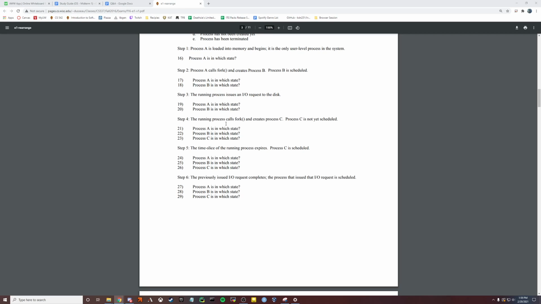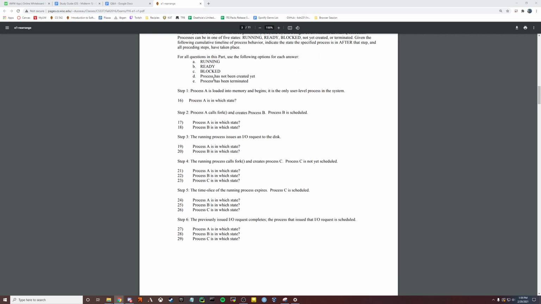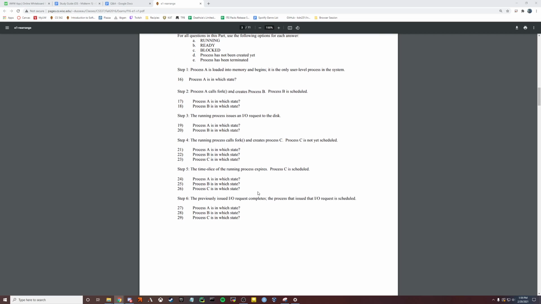that one process has to be running. So the running process calls fork and creates process C. C is not yet scheduled. So that means A is still running, B is still blocked, and C is ready? Or no, it's not even scheduled yet. No, so it is created. So maybe A is running, B is blocked, C is ready. I agree with that. Running, blocked, ready. Answer key says running, blocked, ready. So yep, correct.